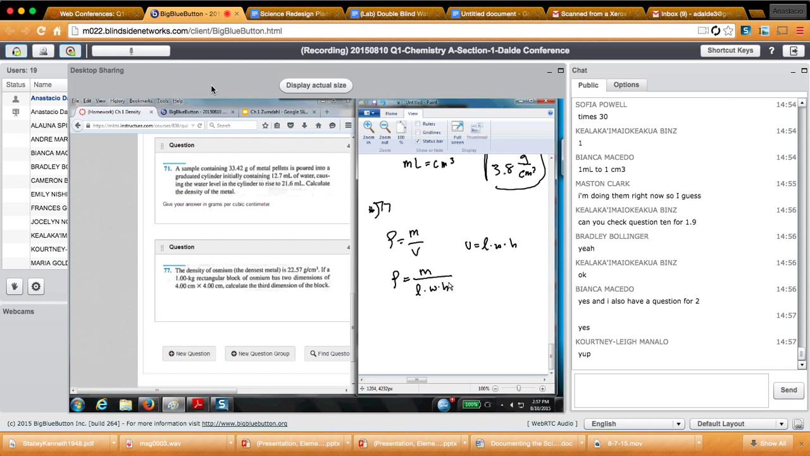And it looks to me like they gave me the length and the width and they want me to figure out what the height is. Or maybe they gave me the width and the height and they wanted me to figure out what the length is. It doesn't really matter.